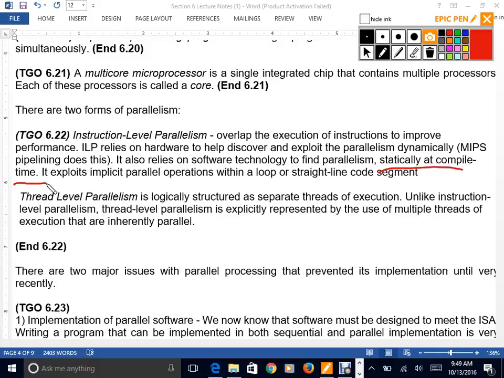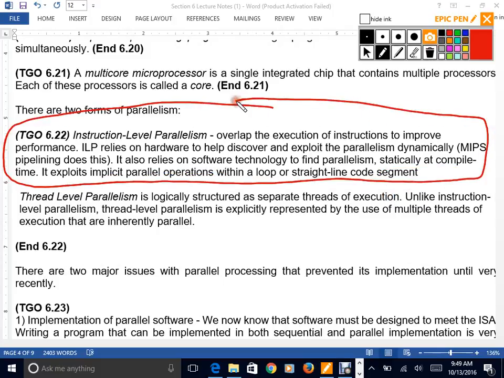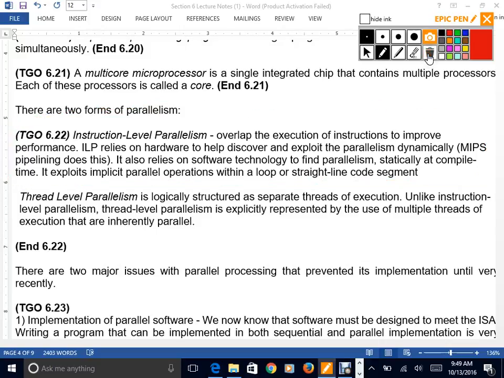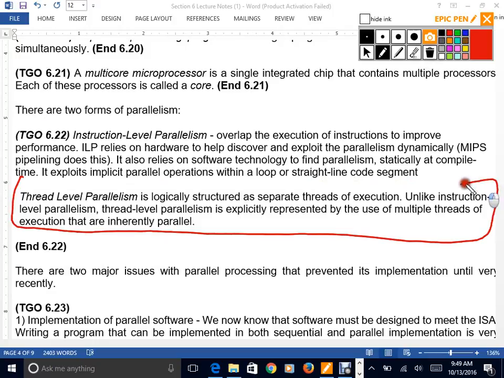It exploits implicit parallel operations within a loop or a straight line code segment. So you all have actually already done this. Up to this point, you have designed an instruction level parallelism application of an advanced digital system. Going forward, we're now going to talk about thread level parallelism, which is logically structured as separate threads of execution.